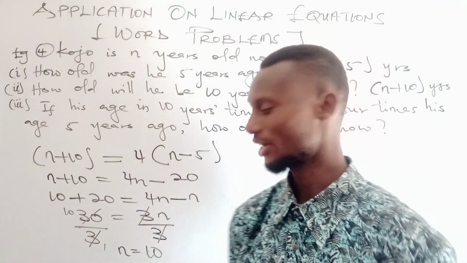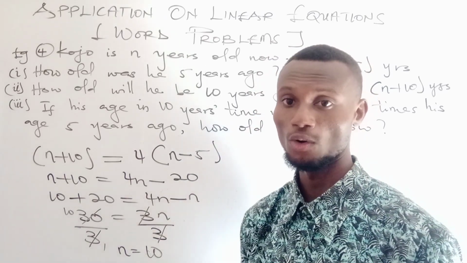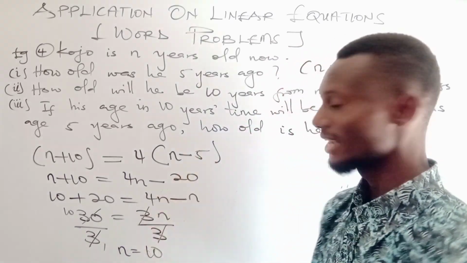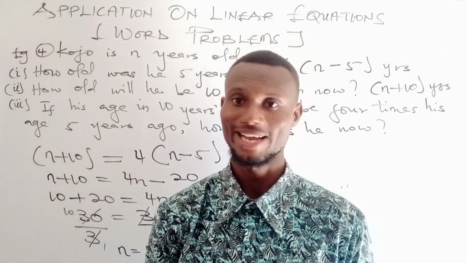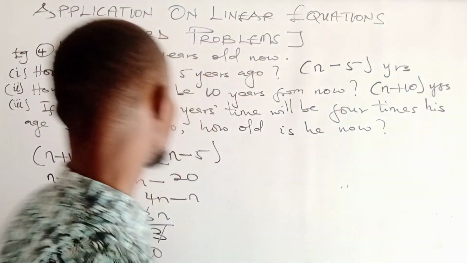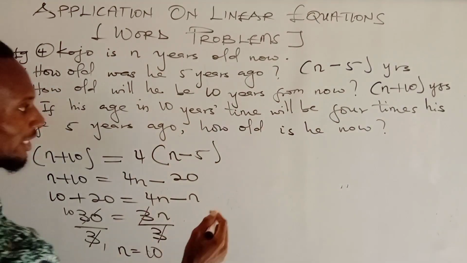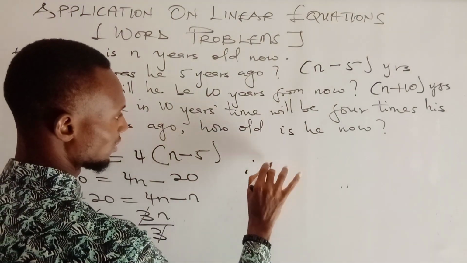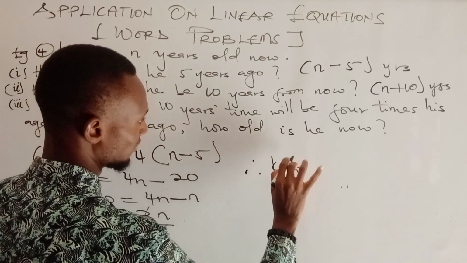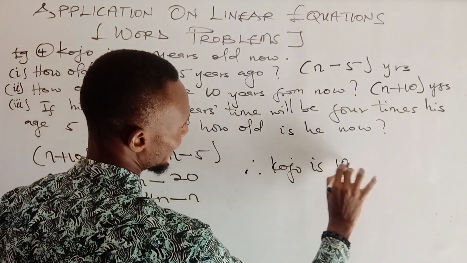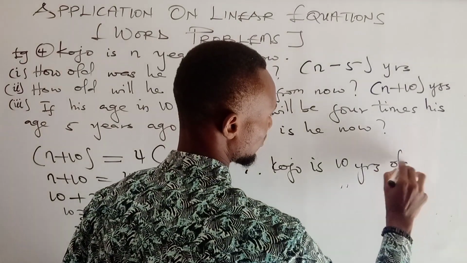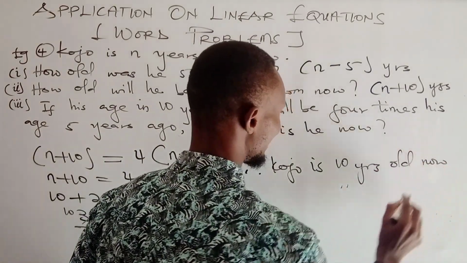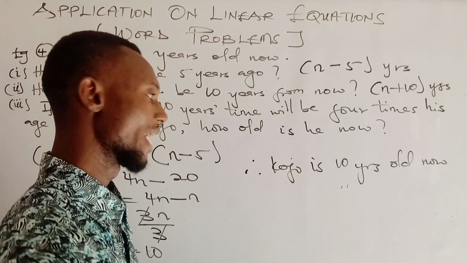So let's conclude. Okay, you just don't leave it like this. Okay, you conclude. You say therefore his age now is 10 years. Okay, or you can say therefore Kojo is 10 years old now. Okay, it says that how old is he now? So you say therefore, Kojo is 10 years old now. Okay, 10 years old now, and that is your final answer.